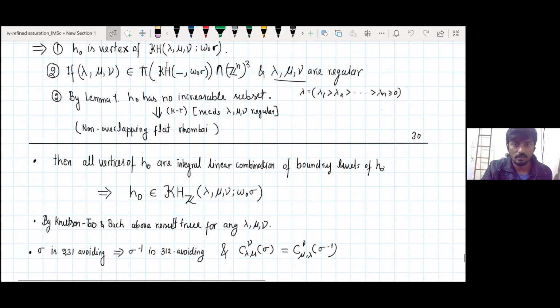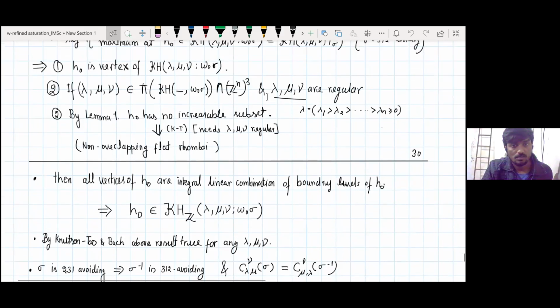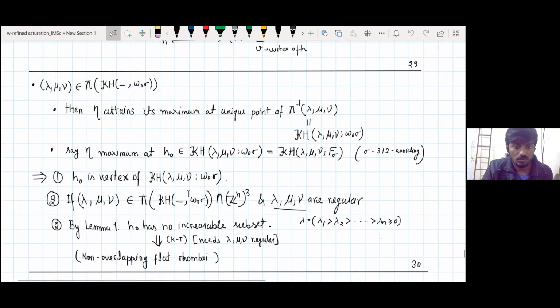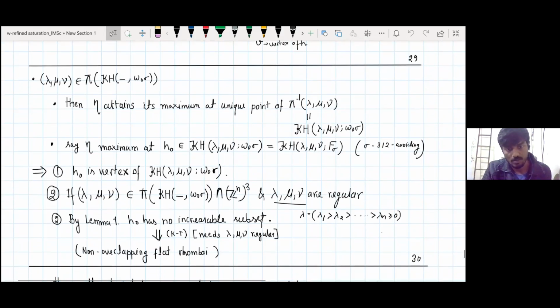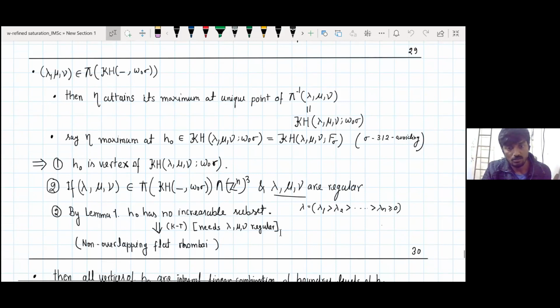By this restriction, lambda mu nu is integral and regular, so by Lemma 1 we know that H naught has no increasable subset. Because if H naught belongs to this phase and we had an increasable subset of H naught, this linear functional would be bigger over that. But we chose H naught so that at H naught this linear functional is maximal, so it shows that H naught has no increasable subset.